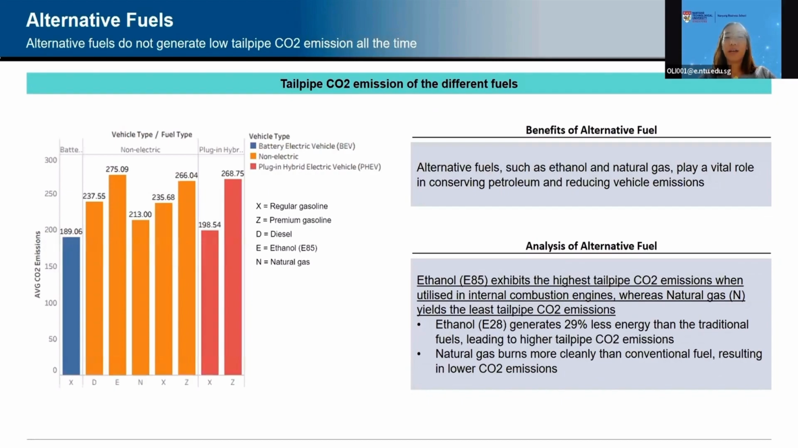As research has shown that alternative fuels such as ethanol and natural gas play a vital role in conserving petroleum and reducing vehicle emissions, we decided to look into the tailpipe CO2 emissions of these vehicles. In our analysis, as shown by the graph on the left, ethanol exhibits the highest tailpipe CO2 emissions, attributed to its lower energy output compared to traditional fuels. The graph also showed that natural gas generated less tailpipe CO2 emissions. Natural gas burns more cleanly than conventional fuel, resulting in lower CO2 emissions during combustion.